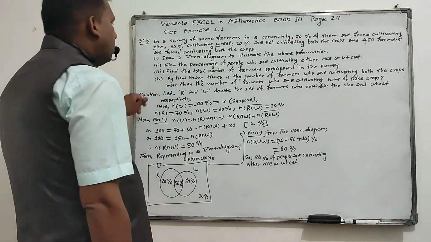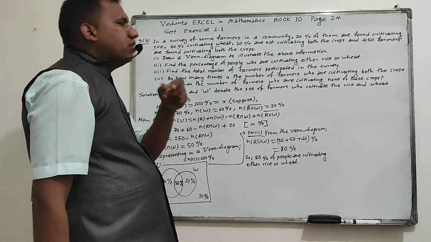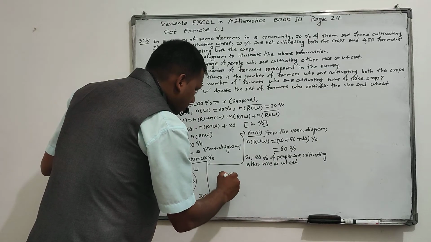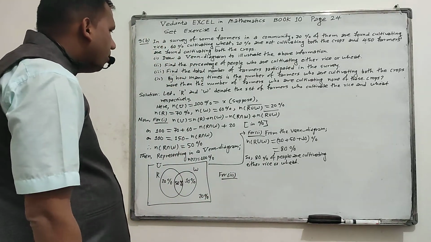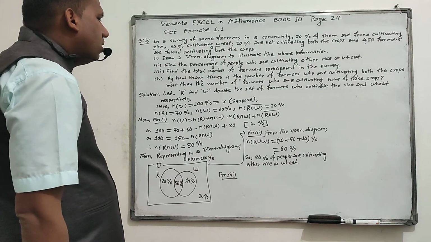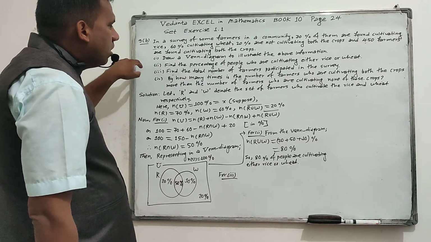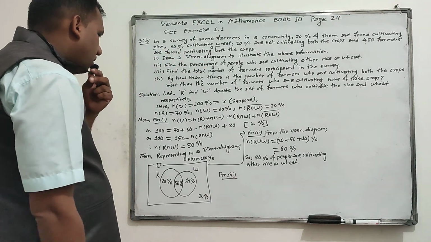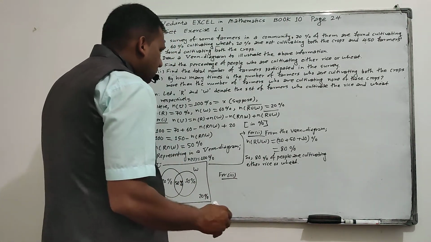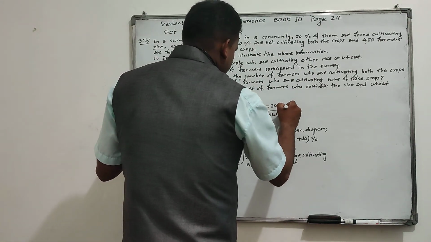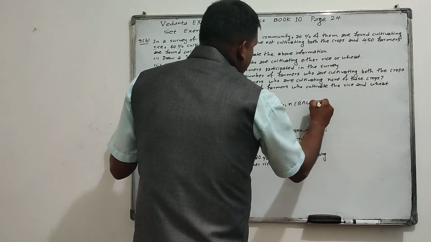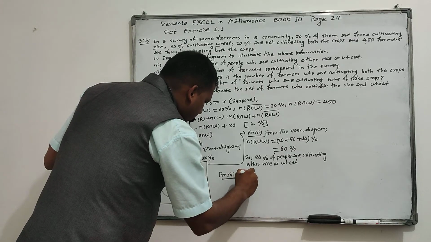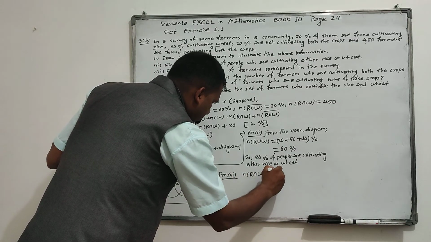Now for 3, find the total number of farmers participated in the survey. For 3, by question we have 450 farmers found cultivating both crops. That is, number of R intersection W is 450.